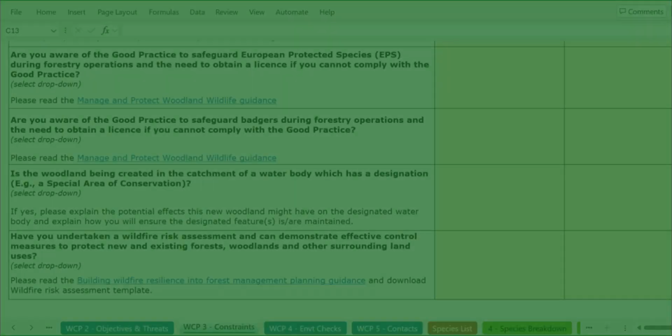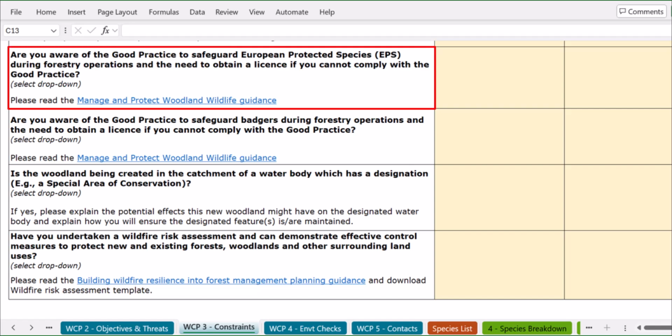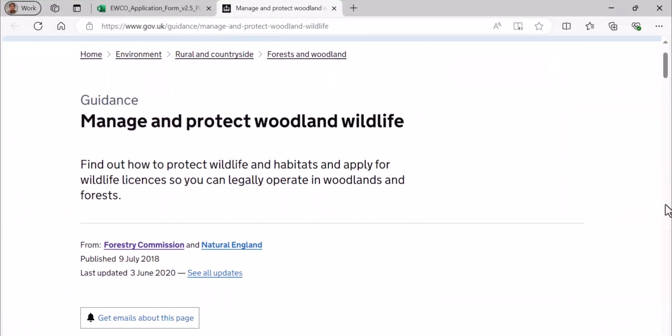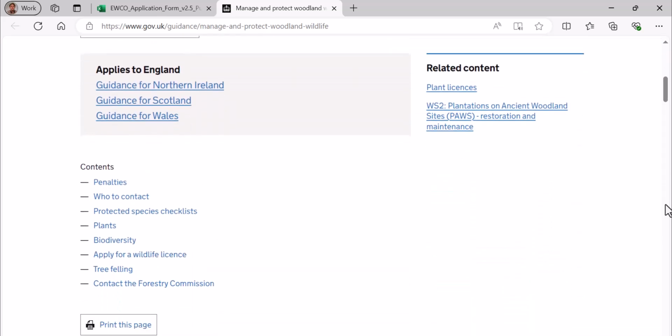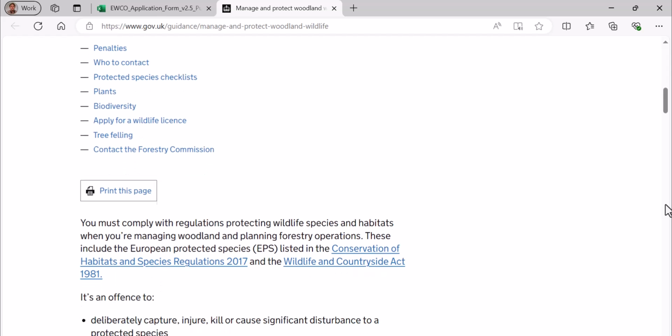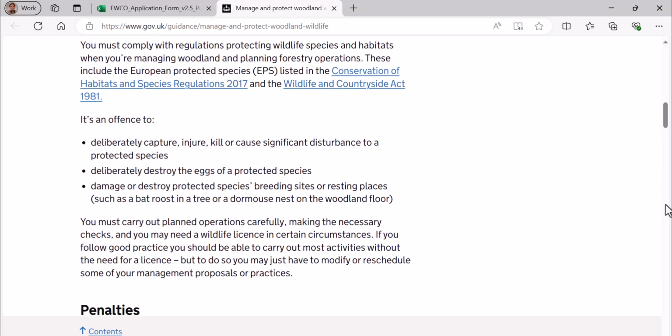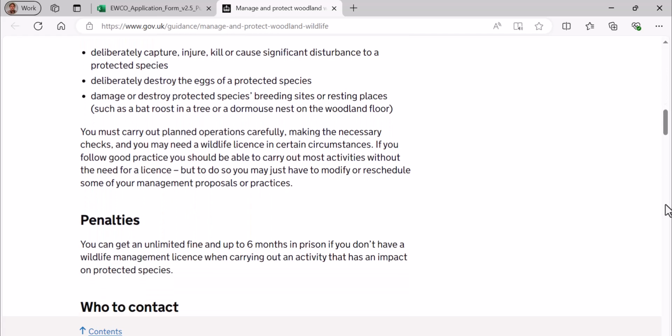So the next section in the form is understanding the good practice to safeguard European protected species. In the form, it asks whether you are aware of the good practice to safeguard European protected species during forestry operations, to obtain a licence if you cannot comply with the good practice. The form gives you a hyperlink which sends you towards that good practice guidance. So it's worth reading through that and understanding whether you will need an EPS or European Protected Species licence during your forestry operations. Once again, it's always good to speak to your woodland officer, as I'm sure that they can signpost you in the right direction or give you any relevant information you might need.